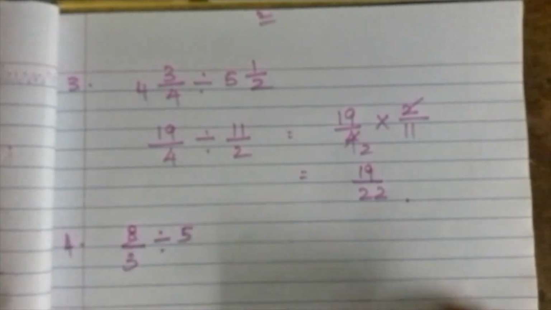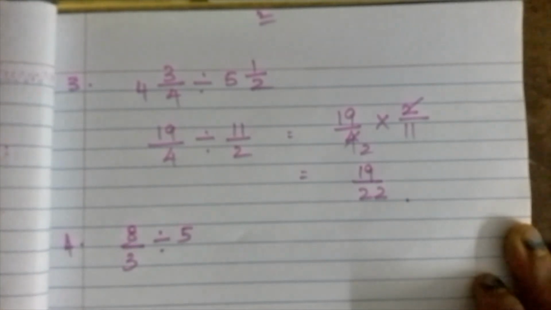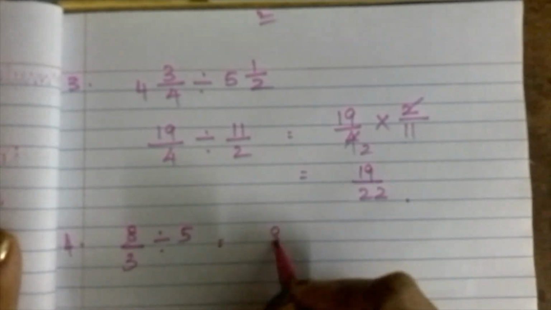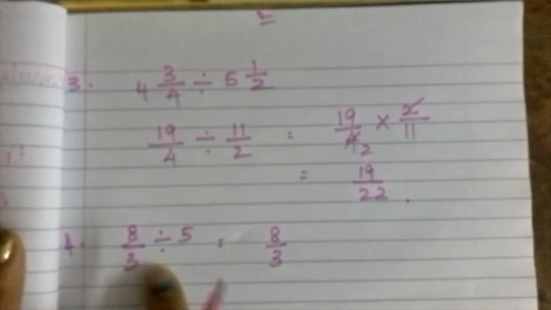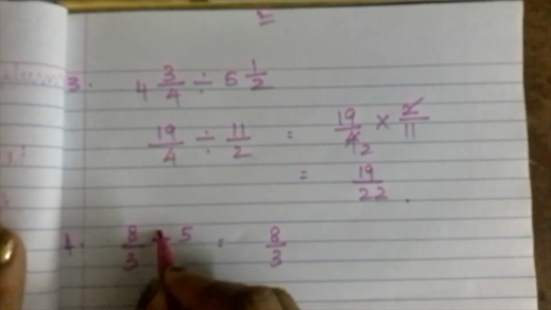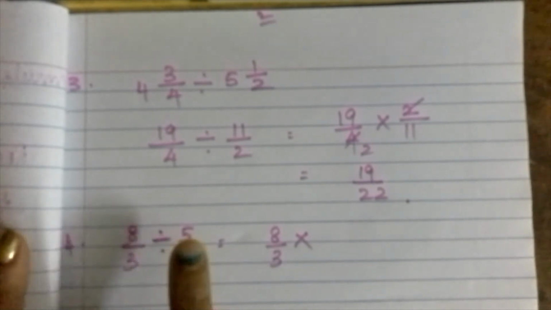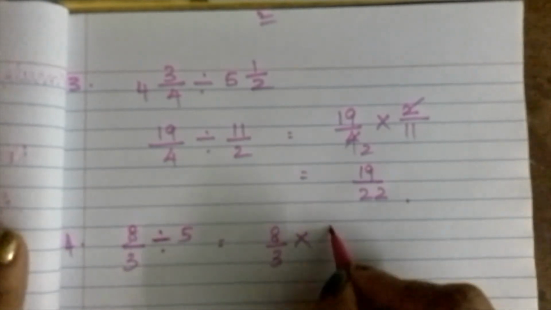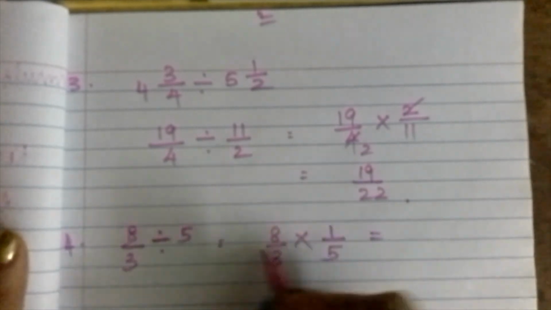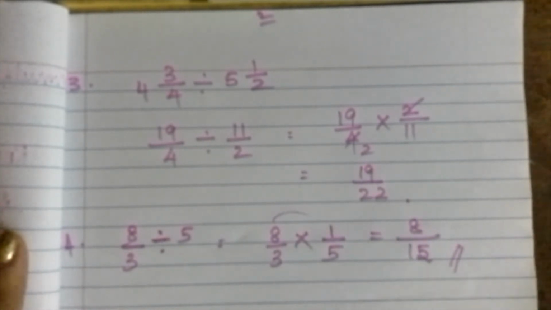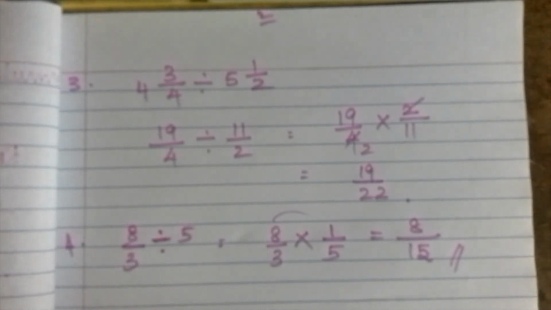And the last sum, the fourth one, we'll do 8 by 3 divided by 5. Okay. So 8 by 3, there are no mixed fractions, so I'm going to do it directly. The first fraction will remain the same. Division to multiplication. The second fraction I'm going to change to its reciprocal. So 5, its reciprocal is 1 by 5. Simple. So multiply now, 8 by 15. That's all. So this is how you'll have to do the division of fractions.